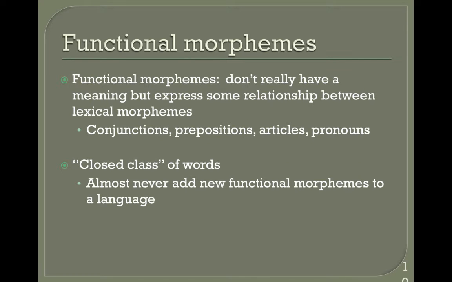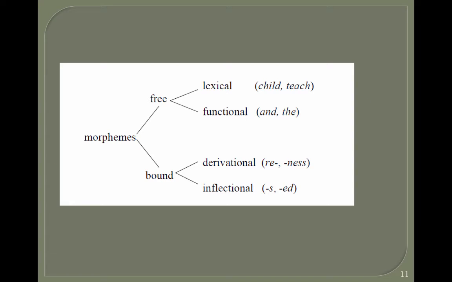Functional morphemes don't have a meaning in themselves, but they help us understand how lexical morphemes relate to one another. So these are these sort of little bits, little helpers: conjunctions, and, or, if, but, he, she, and so on. This is called a closed class of words, so we are not really ever coming up with new ones of these. We're pretty good with the ones we have. They do the job, and we don't generally need to come up with new ones, so we refer to those as a closed class. Alrighty, so now we've gotten through lexical and functional, our two free morphemes.